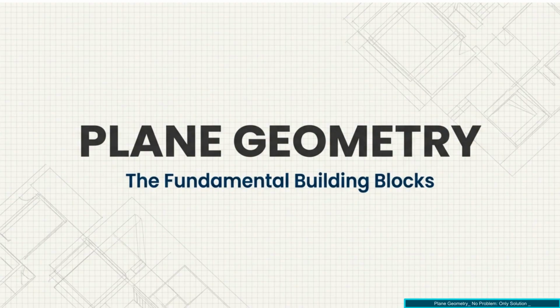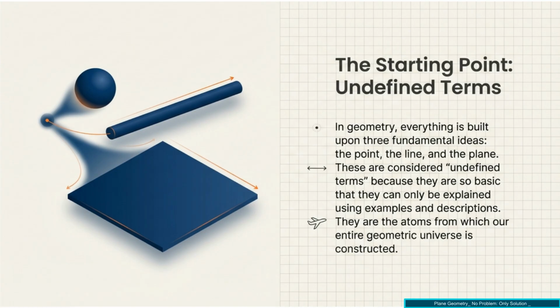Let's get started. Our starting point is the undefined terms in geometry: the point, the line, and the plane. These are the fundamental building blocks, the atoms from which our geometric universe is constructed. These are foundational terms in geometry that we cannot define formally, but we can describe and represent them accurately. Let's tackle them one by one.